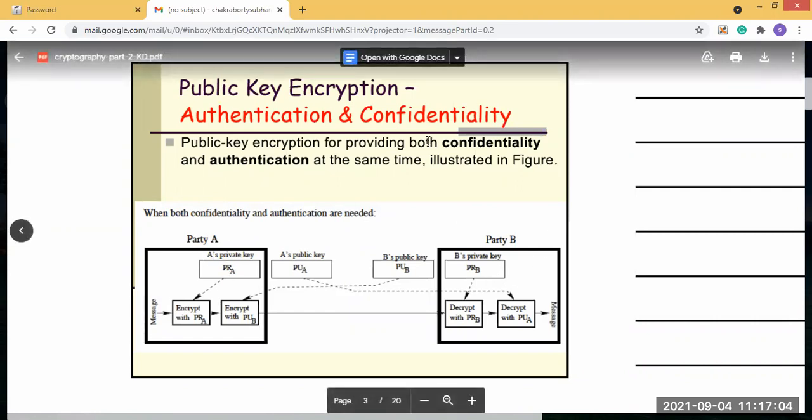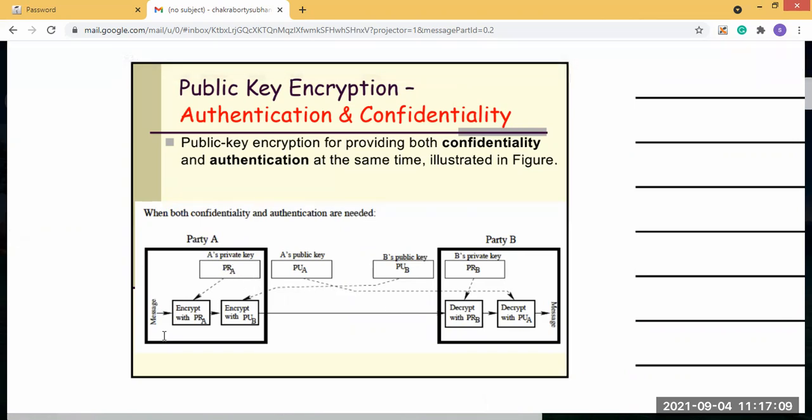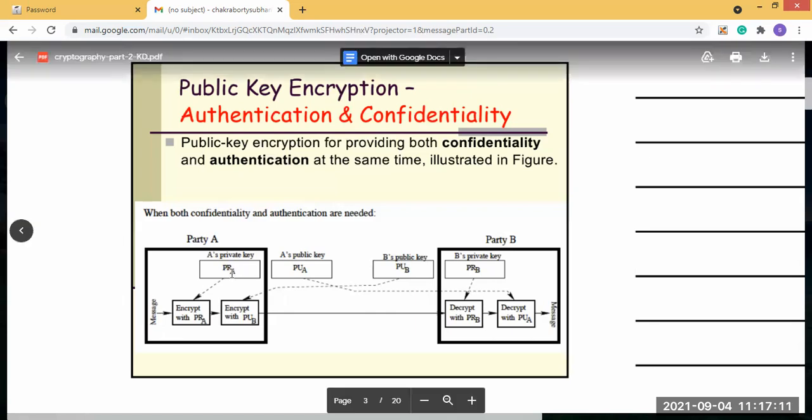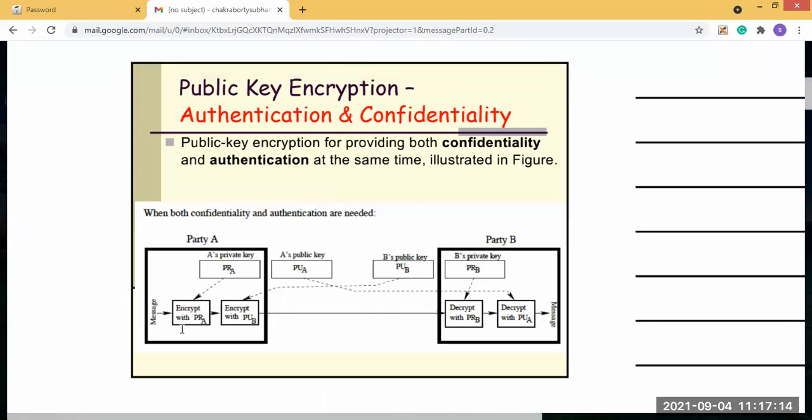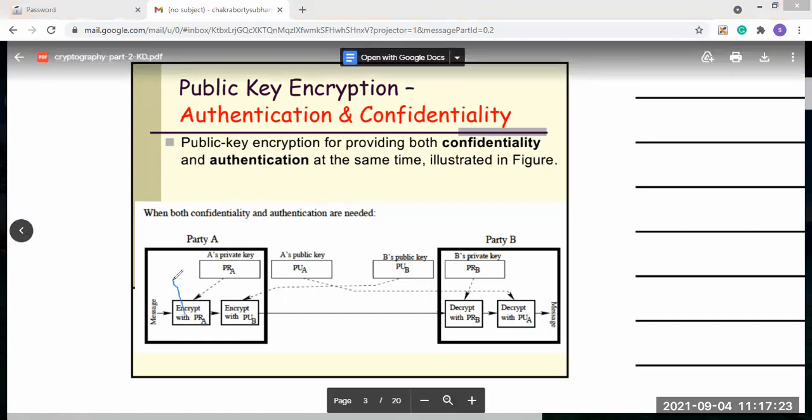Let's say party A and party B, two parties, want to communicate. Then you see the message is encrypted using the private key of A. That means this is the authentication process. Using the private key, the message is encrypted, which means it is the authentication process.